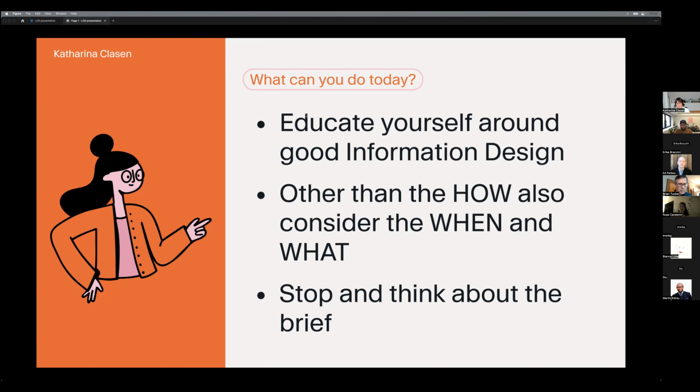But other than the how, it's also important to consider the when. So when do we need to provide this information, because it can make a large difference. And also what information should we provide our users. Sometimes this also means to stop and think about the brief you got, and is that actually the information we want to give our users, or do they need other information that is more important? That makes a large difference, I think, when it comes to life-centered design.